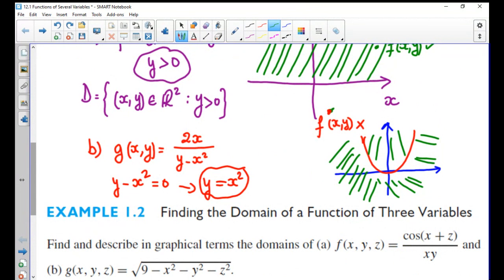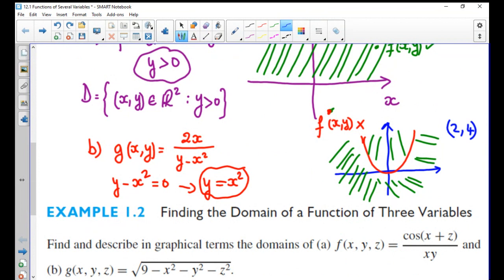Do you understand it? Yeah. So can you give me a point on the parabola? Can you just give me one point which is on the parabola? 2, 4. Yeah, x equals 2. If x is 2, y will be 4.